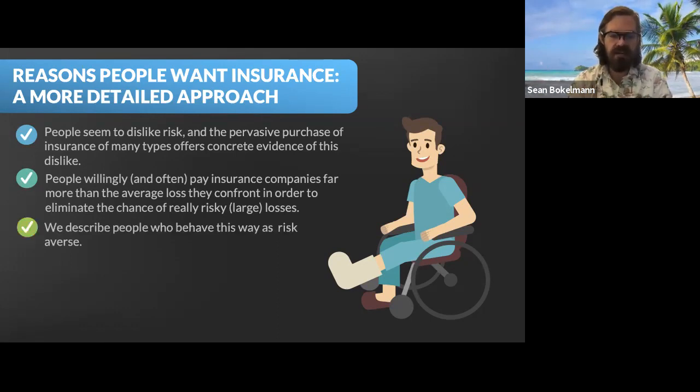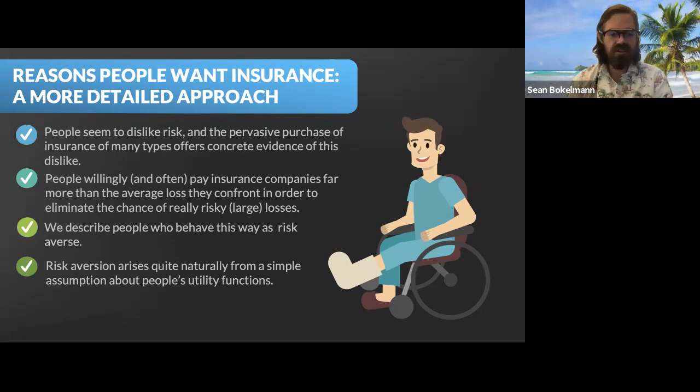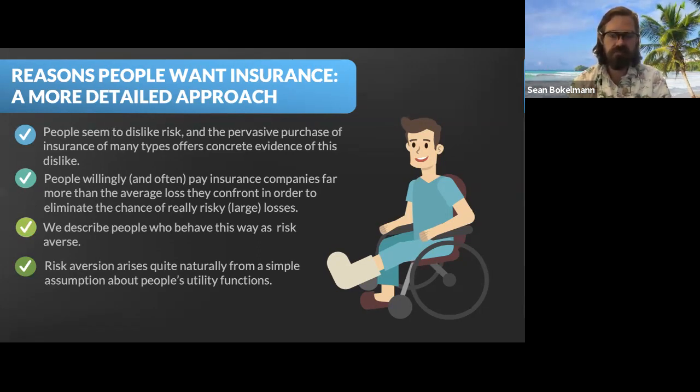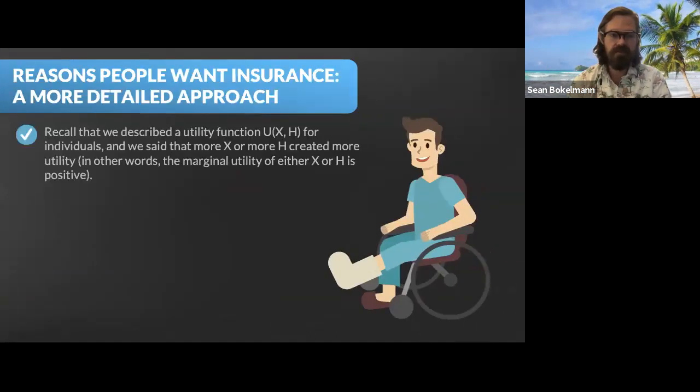Right. So people that behave this way, we describe them as being risk averse, right? They don't like risk. And there's actually a really nice, elegant way for us to incorporate risk aversion if we make a simple assumption about people's utility functions, particularly their utility functions over income. So although this is a more complicated approach, it's actually very elegant in a lot of ways.